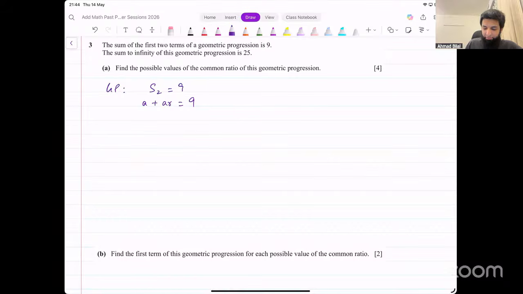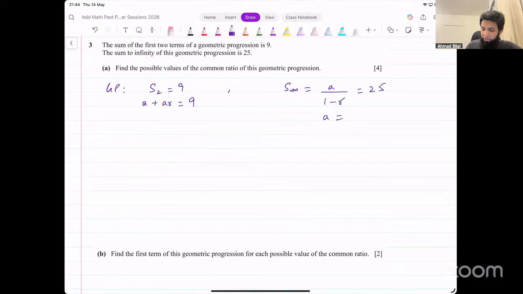This sum is 9. Sum to infinity is 25. What's the sum to infinity formula? A over 1 minus R, right? That is equal to 25. So we've got these two equations. We will just solve them simultaneously. Find the value of common ratio, that means R, from that. Okay. Now, how do we find ratio? We can eliminate A from this equation, right? Let's eliminate it from the second equation.